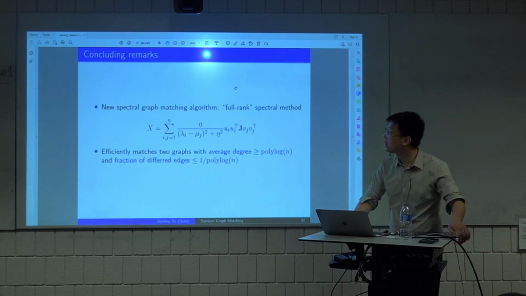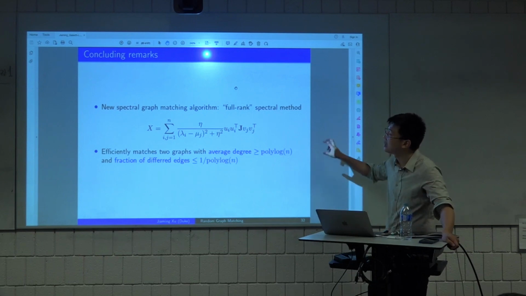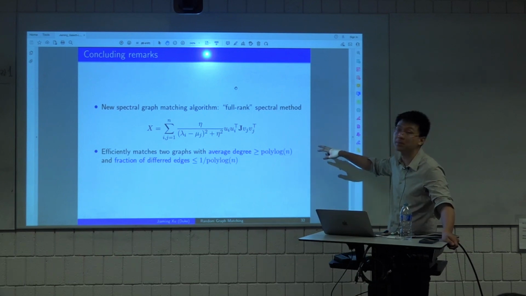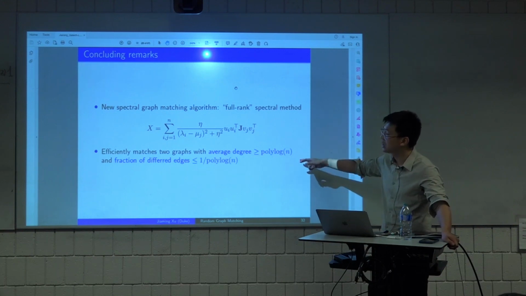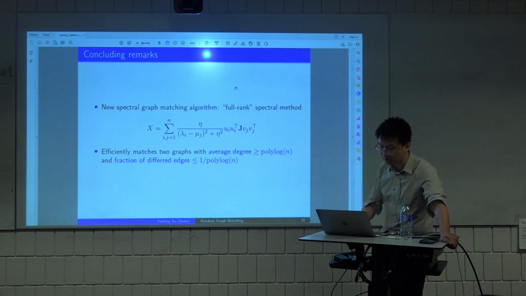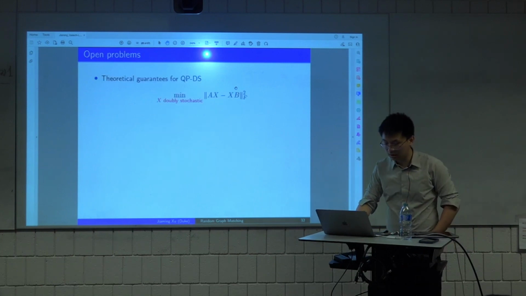Okay, I guess that's all I want to say about this. Let me just conclude by saying that in this talk, I showed you this rank-4 spectral method, which tries to align all the eigenvalues and eigenvectors. It actually has a guarantee that it will succeed when the average degree is polylog n and the fraction of defective edges is 1 over polylog n.